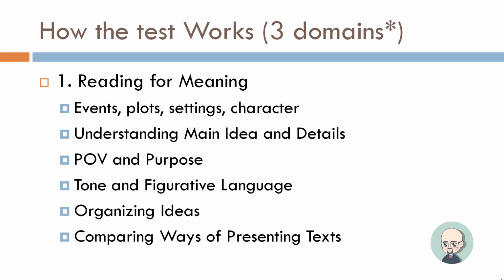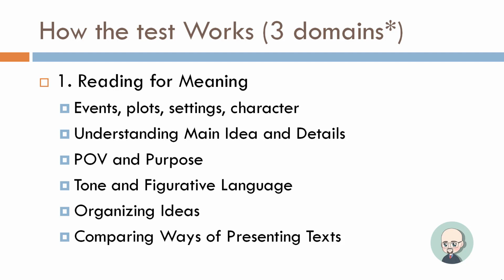So first up, of the 3 domains, reading for meaning. I have a little asterisk up there because I'm going to consider the essay separately. Reading for meaning: events, plots, settings, and character. So you're looking at a story or an informational text, and you decide what's going on and in what order.